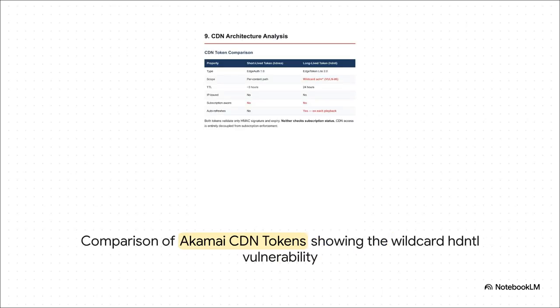To make matters even worse, we have to talk about how the Akamai CDN authorized these requests. Akamai uses two tokens. The HDNIA token is tied to specific content and is short-lived, but the HDNT token is long-lived. It's valid for 24 hours, and crucially, it uses a wildcard scope noted as ACL=/. This means a single HDNT token grants access to all content on the entire CDN. And the truly surprising part? Neither of these tokens actually checks if the user has a valid subscription. The CDN access was entirely decoupled from subscription enforcement.